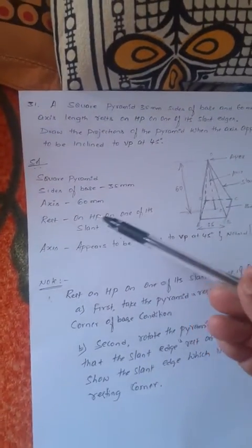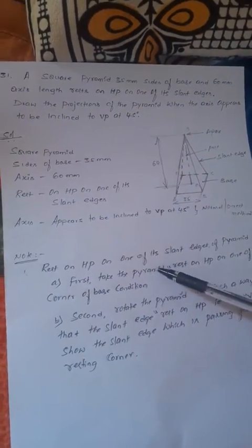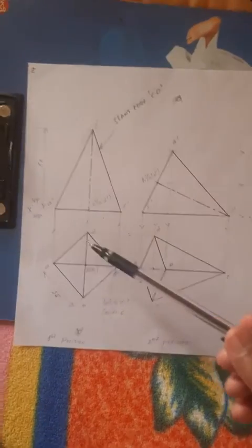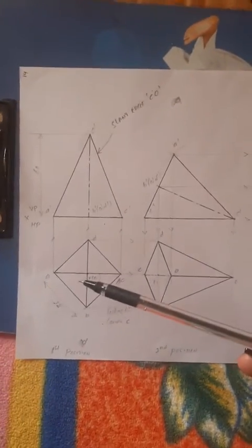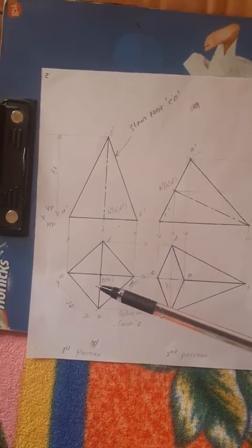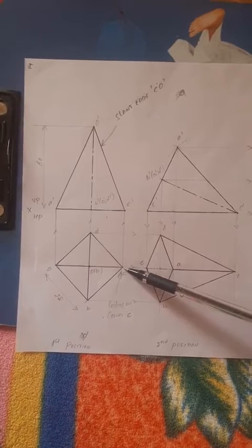Based on resting on HP on one of its slant edges, right? Go for the first step here. Now draw the top view of the pentagonal, a square pyramid, top view of the square pyramid. How is the corner condition? You know how to draw.